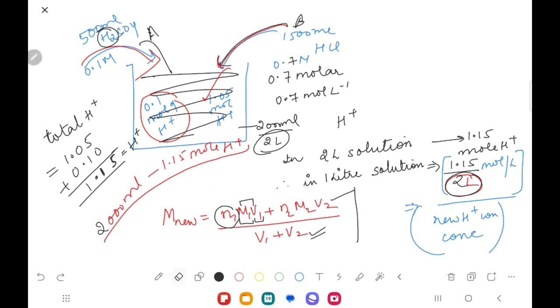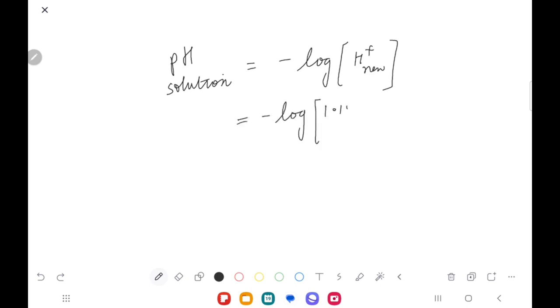The basic concept here would be that this is going to be my new concentration of H plus ions, and then I'm going to calculate the pH. And what is pH of the solution? pH of the solution is going to be minus log of the H plus ion's new concentration, because you are calculating the pH for the solution. So that comes out to be minus log of 1.15 over 2.